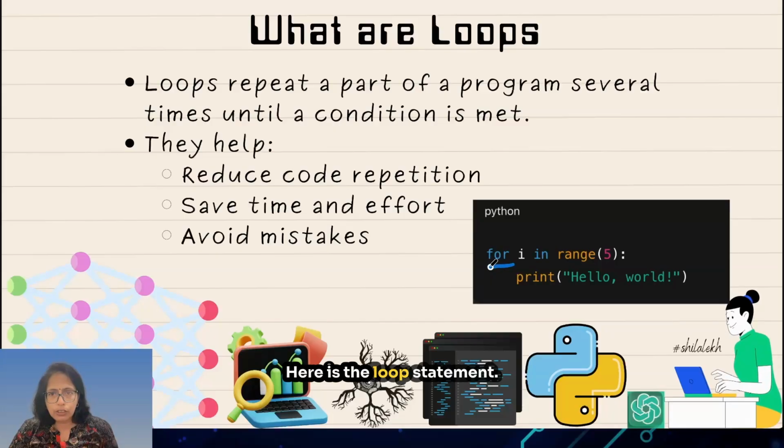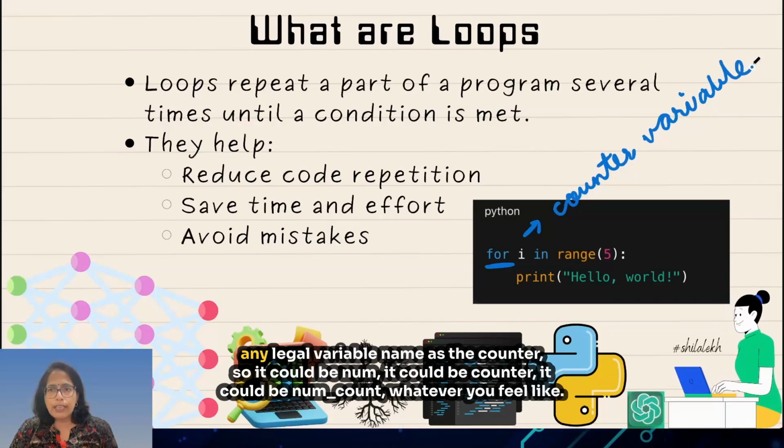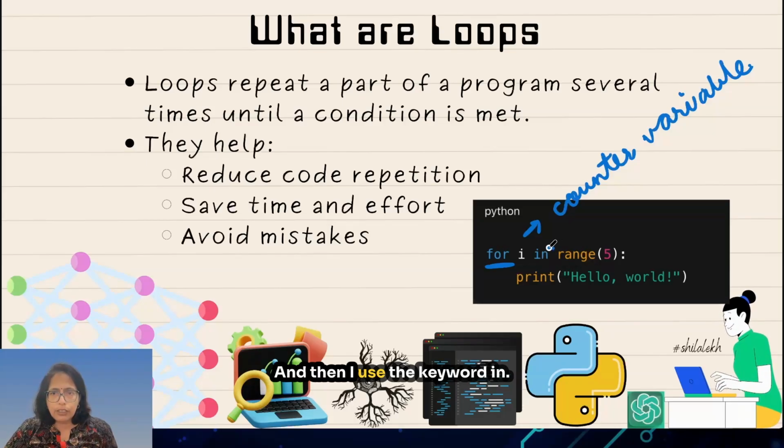Here is the loop statement. For, this is the counter variable. You can use any legal variable name for the counter. So it could be num, it could be counter, it could be num underscore count, whatever you feel like. And then I use the keyword in. It is saying that it is in range 5.